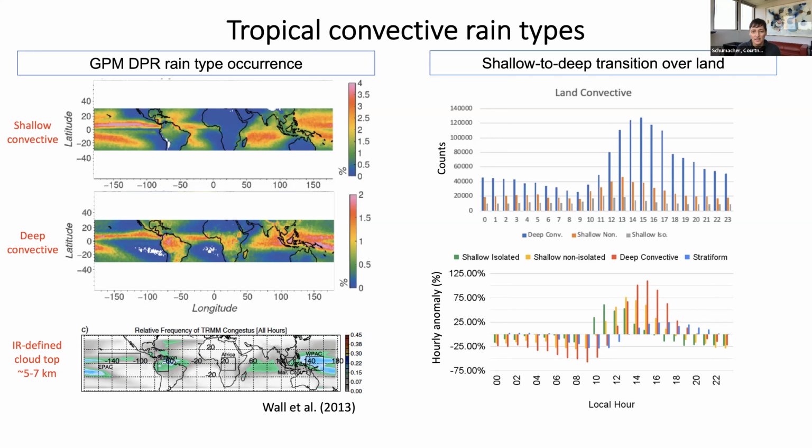convection maximizing. And so the shallow to deep transition is a better paradigm to use over land, where the congestus is more transient. And then the trimodal is a better ocean one.